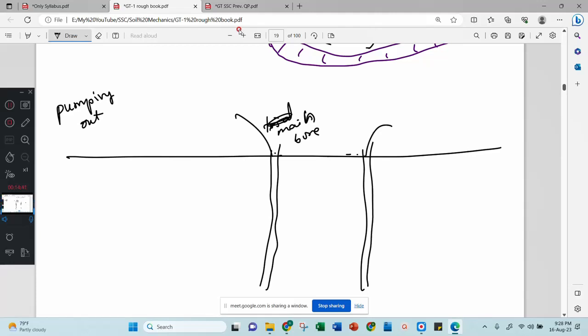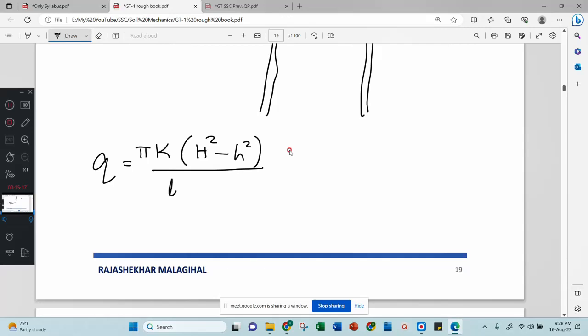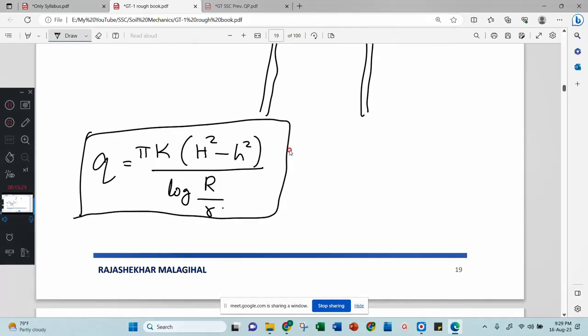Let us consider the main borehole will yield discharge Q, and the main borehole will have the values with capital H or small h. This is a big concept, so I'll just give you an equation so that we can remember it: Q equals pi k (H square minus h square) divided by log of r by r. However, we don't have a calculator in paper 1, therefore they will not ask such a big equation. We can remember this for paper 2. They may ask you a direct question, but they may not ask a problem.